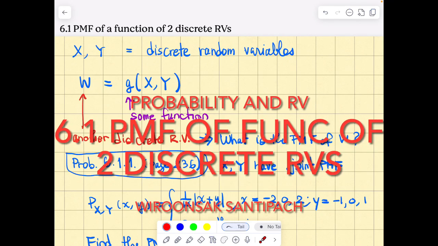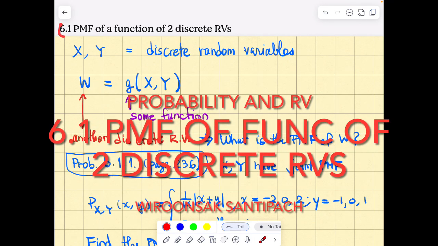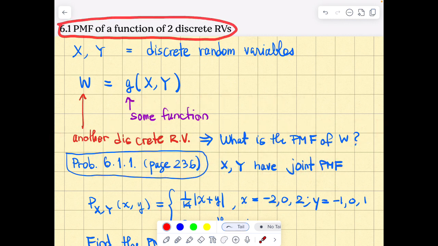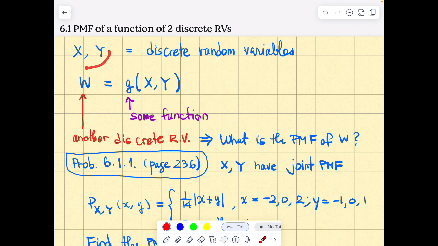Okay, so in this clip, we're gonna discuss the materials in section 6.1, which is the PMF, right? This is probability mass functions of a function of two discrete random variables. For example, if I have random variables X and Y, and both of them are discrete random variables, all it means is the range of X and Y are discrete sets, right? It's not a continuous set. So the number of entries in the range is finite.